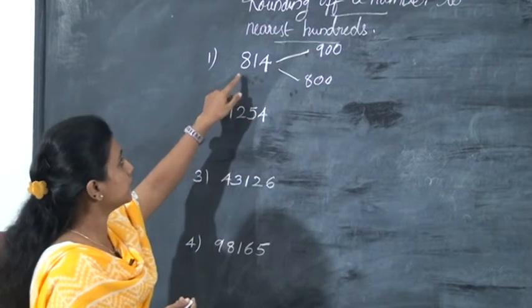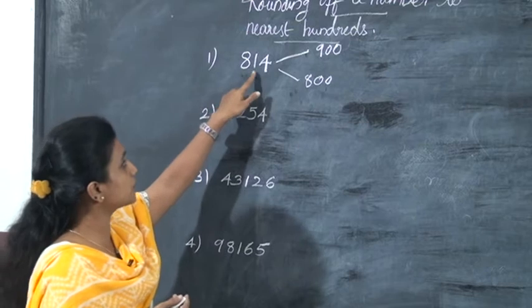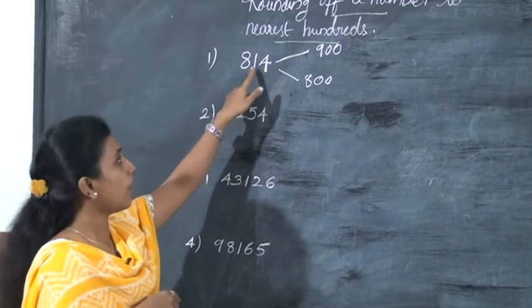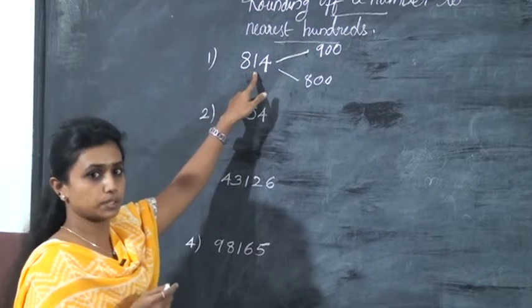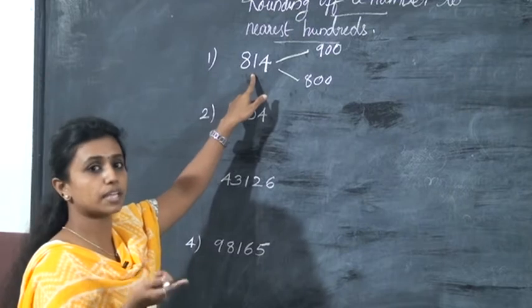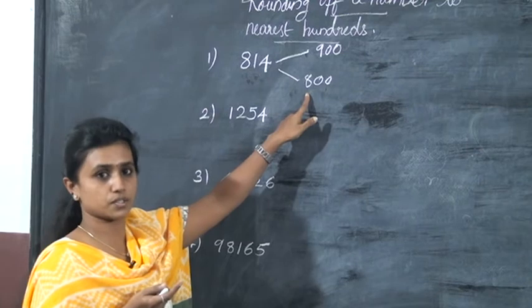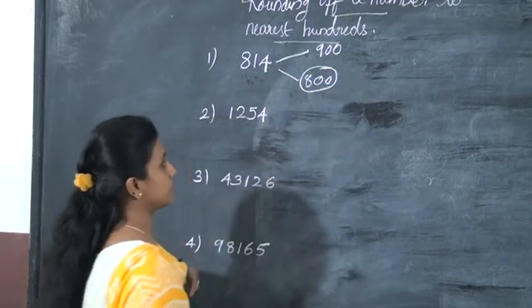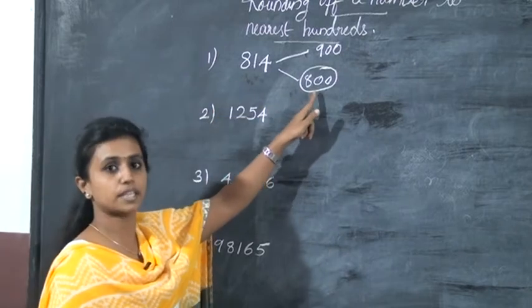So look at the digit at the hundreds place. It is 8. Which is the digit next to this number? It is 1, and this one is less than 5. So according to the rule, we know that less than 5 means we round down to the nearest hundreds. Okay, so this is correct to the nearest hundreds: 800. The nearest hundred of 814 is 800.